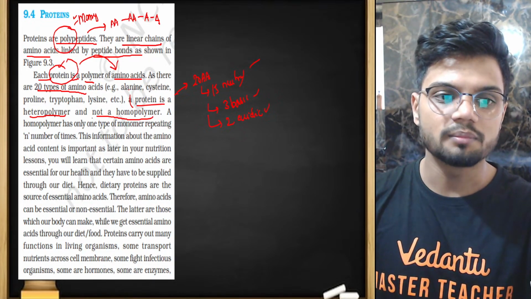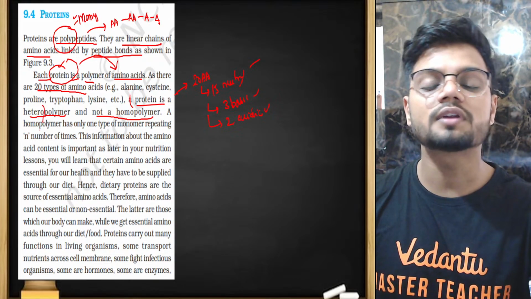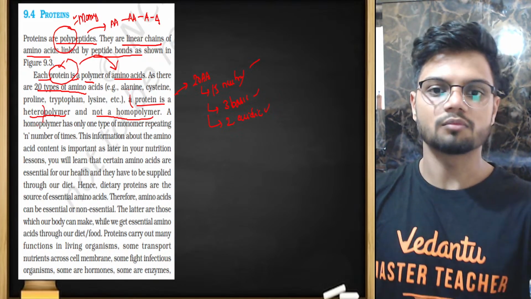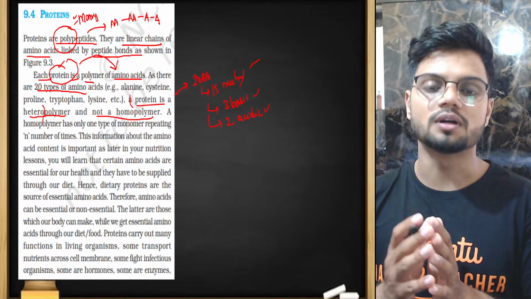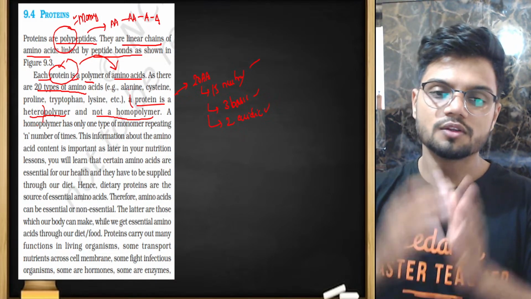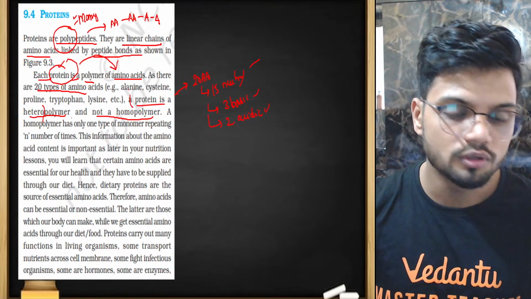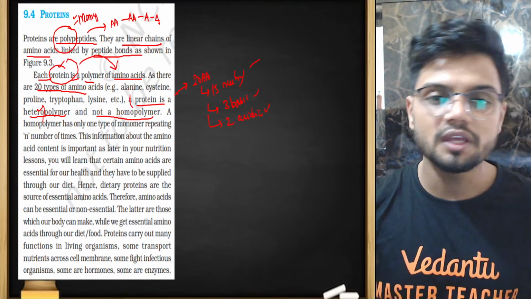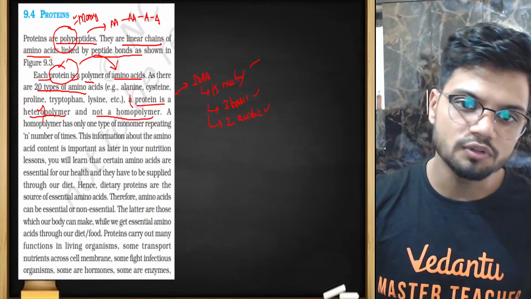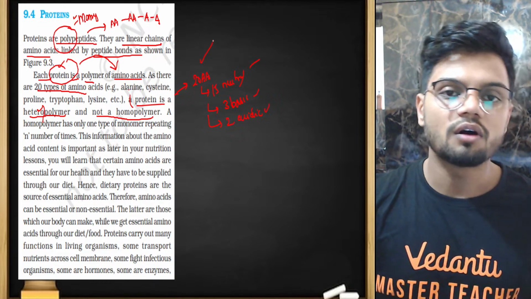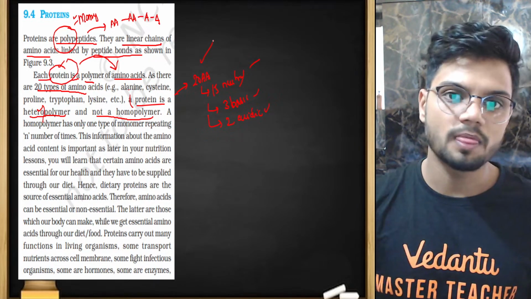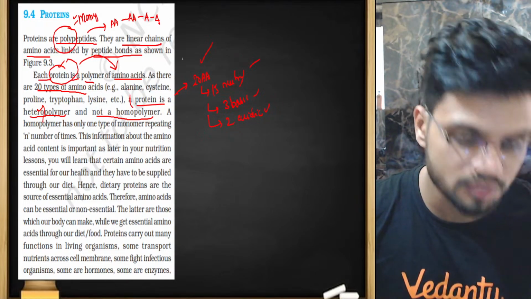Heteropolymer means that it is made up of different types of monomers. Each amino acid is a monomer, so many amino acids form a polymer. Is it a homopolymer? No, it is a heteropolymer. Why? Because each monomer is different. All of you know there are 20 different amino acids, and all 20 different amino acids can form a long chain.